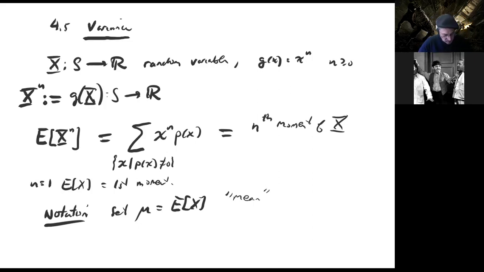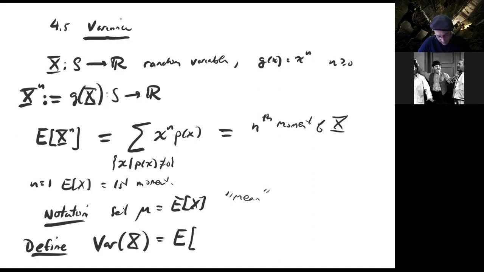Okay, so then we define the variance as follows. The variance of the random variable X is the expected value of, we take X and subtract the mean off, and that's a new random variable. And then we take the second moment of that. So in other words, we square it and take the expected value. So that's called the variance of X.